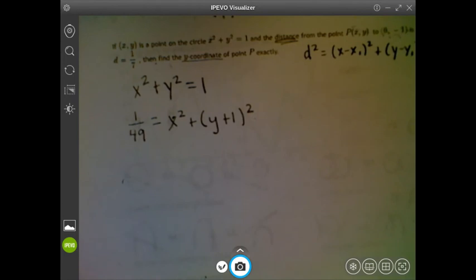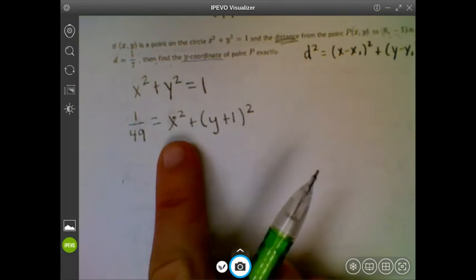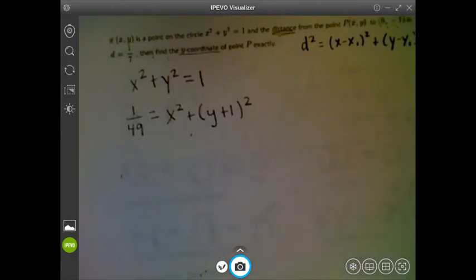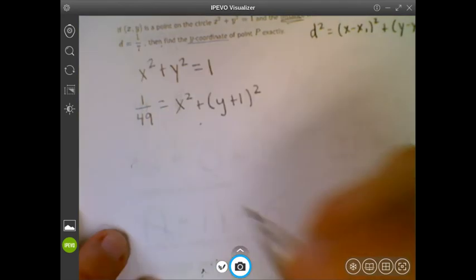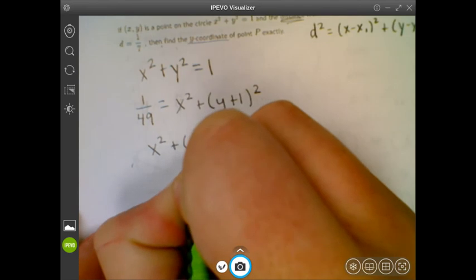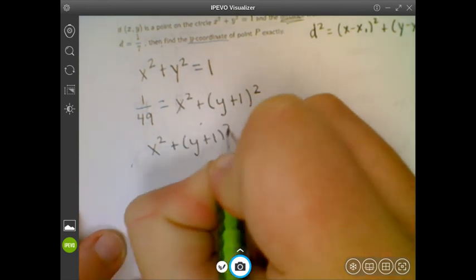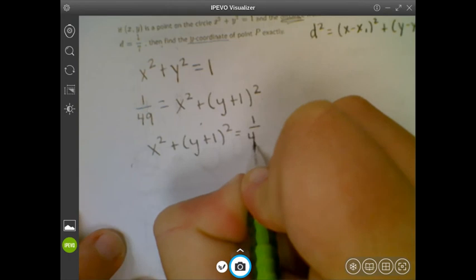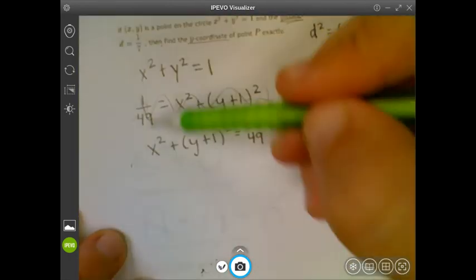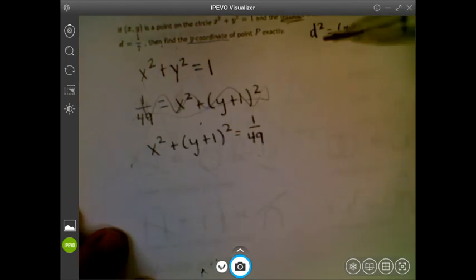All right, and you have to solve this system. As we're solving it, I noticed that I'm going to have an x squared, and in here is a y squared, so this is probably an elimination. I'm going to set up this bottom equation to look a little nicer: x squared plus y plus 1 squared equals 1 over 49. I just rearranged this equation to help myself out.